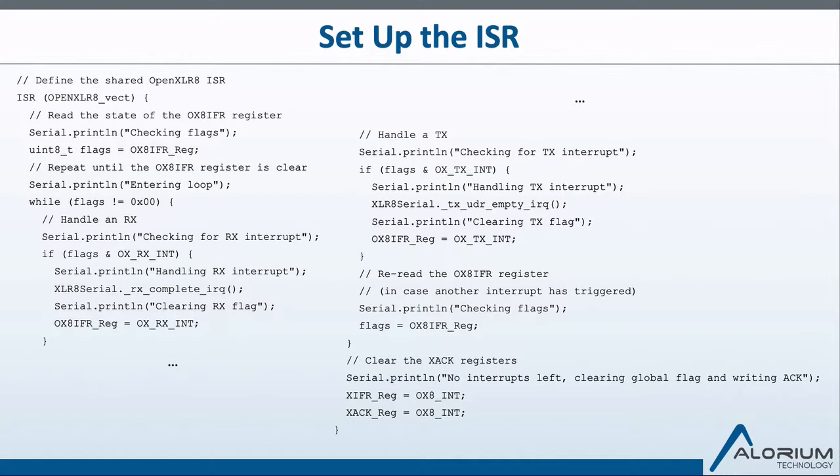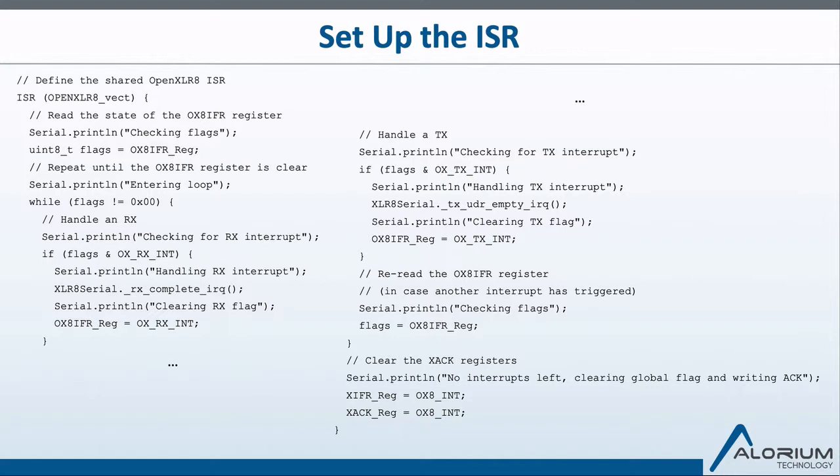So just like before, at the top of the ISR, we're checking the flag register, and then we're entering the loop. First we'll check the RX interrupt, and if the RX interrupt flag has been set, we will run the XLR8Serial RX complete IRQ function, which is just the function that handles the RX control. Then we'll clear that RX bit in the OpenXLR8 flag register.